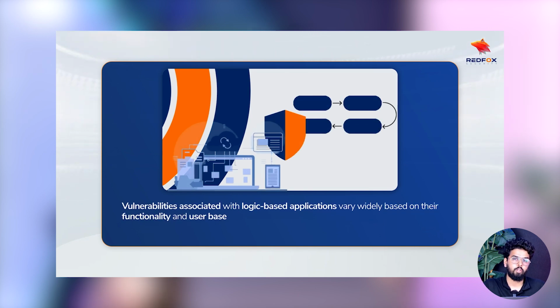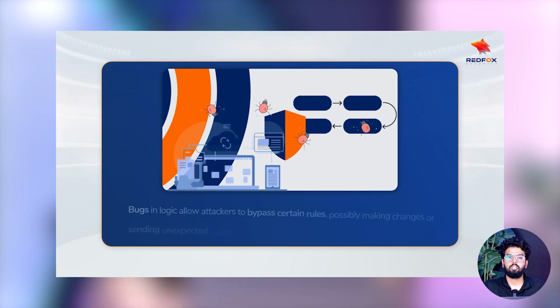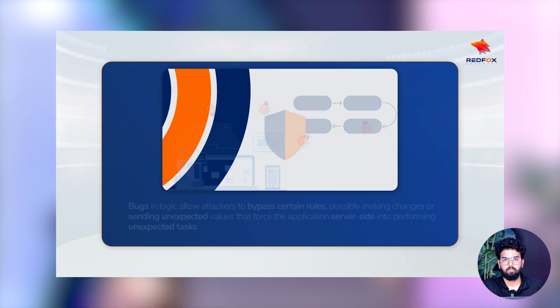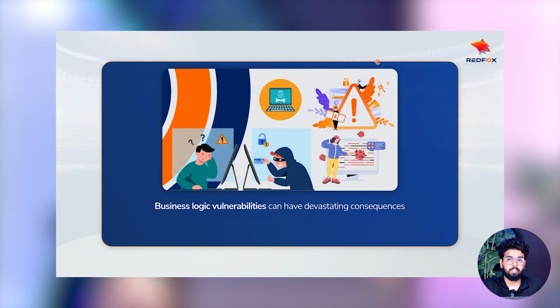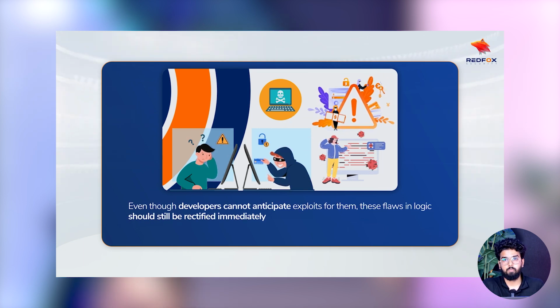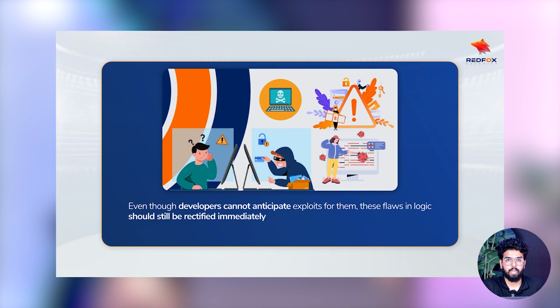Vulnerabilities associated with logic-based applications vary widely based on their functionality and user base. Bugs in logic allow attackers to bypass certain rules, possibly making changes or sending unexpected values that force the application server side into performing unexpected tasks. Business logic vulnerabilities can have devastating consequences. Even though developers cannot anticipate exploits for them, these flaws in logic could be rectified immediately.